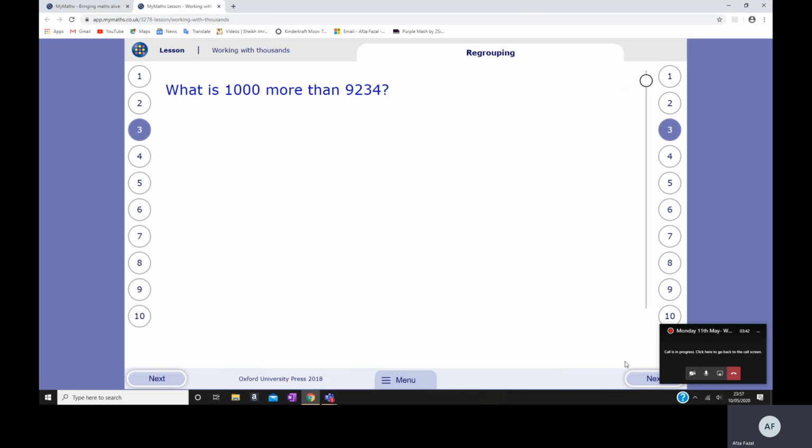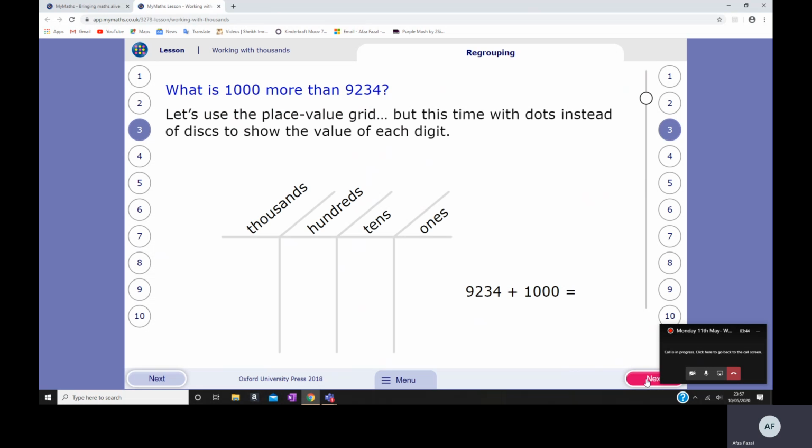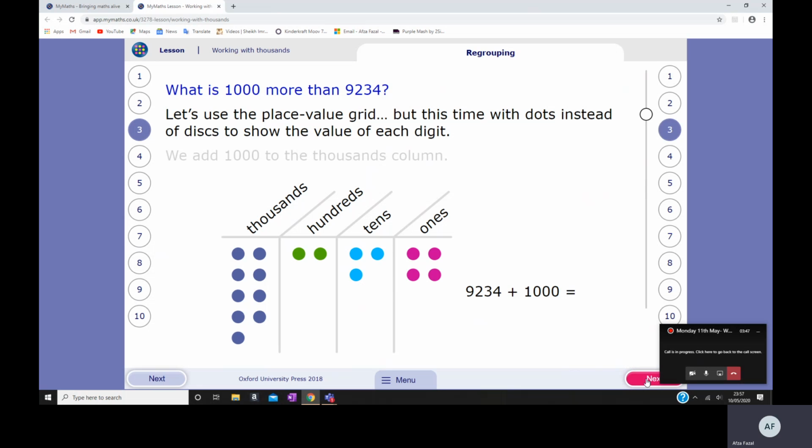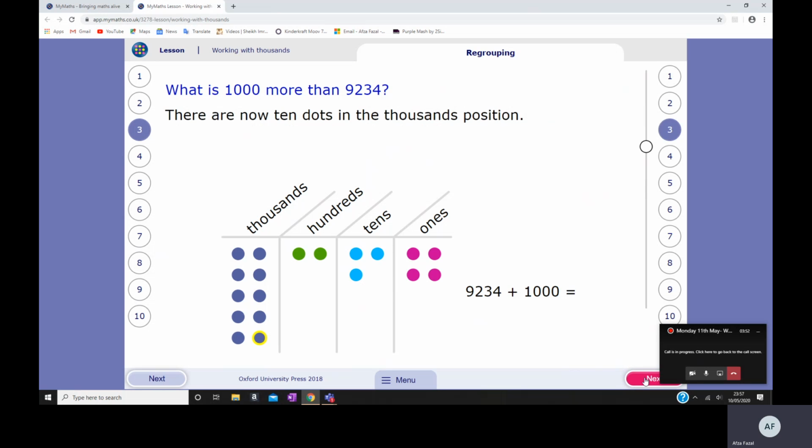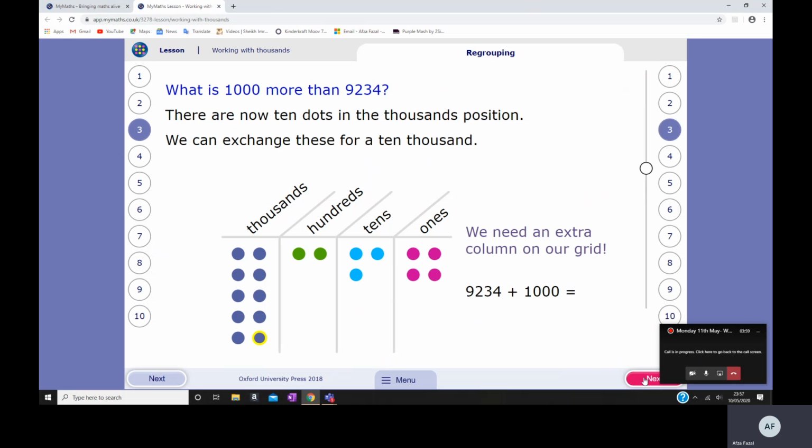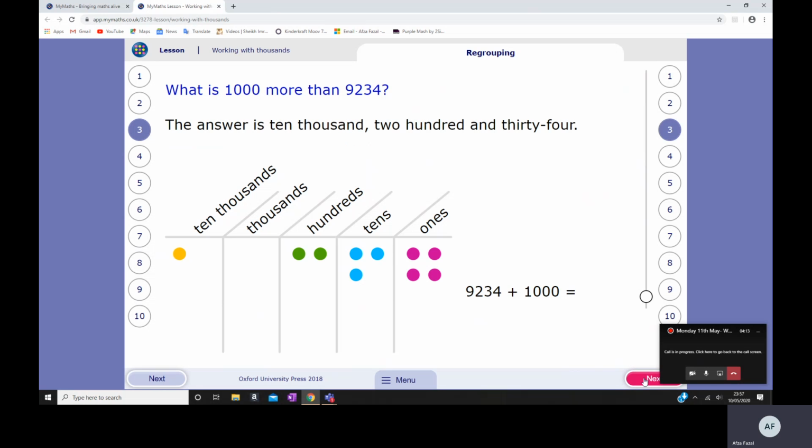1000 more than 9234. Place value grid. Place the counters. Add 1000 more. And now there are 10 dots in the thousands position. We can exchange these for a 10,000. So we need an extra column on the grid. That's your 10,000s column there. So after thousands, the place value goes up to 10,000s. There's the place value column. So the answer is 10,234.